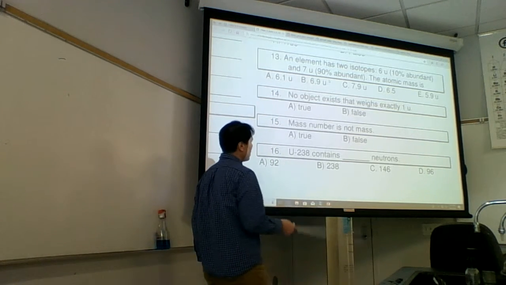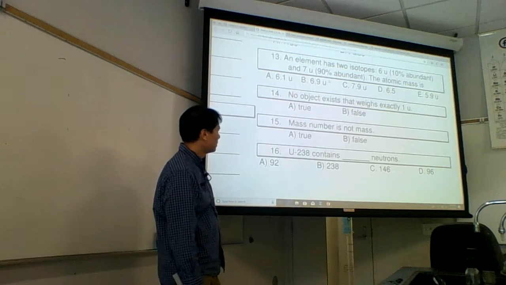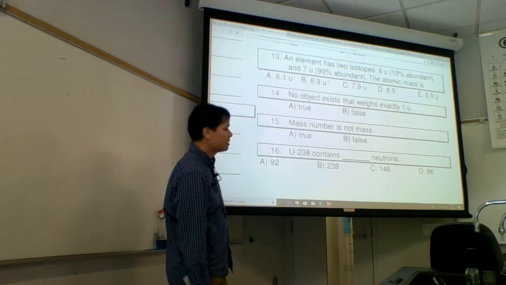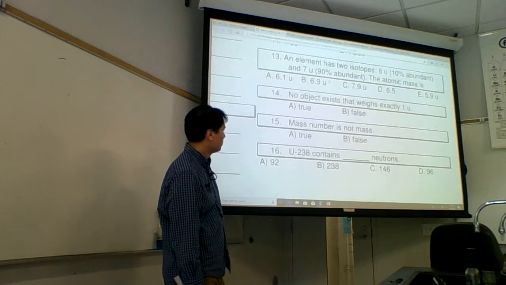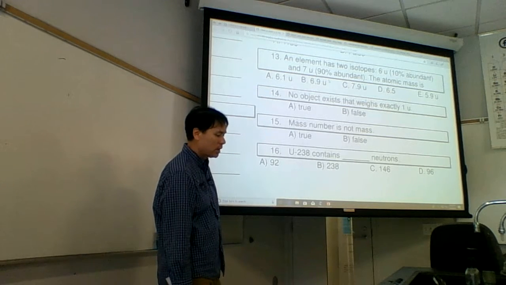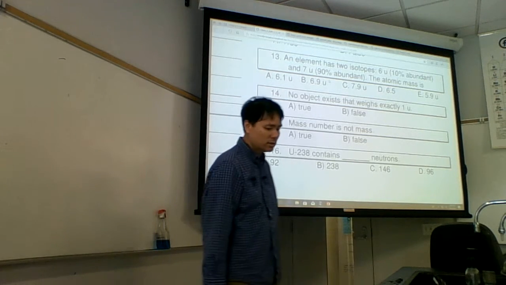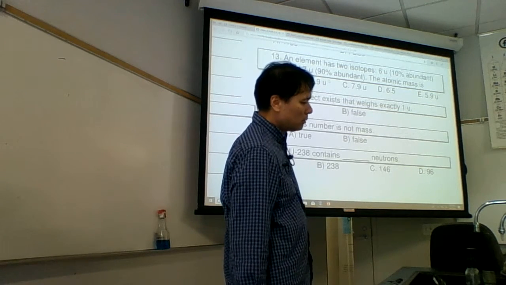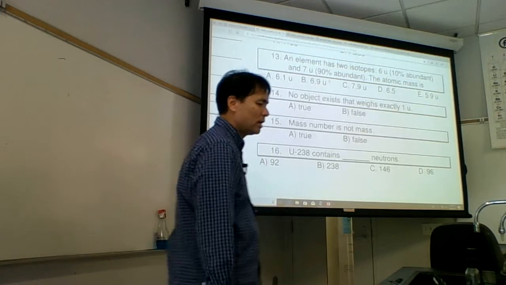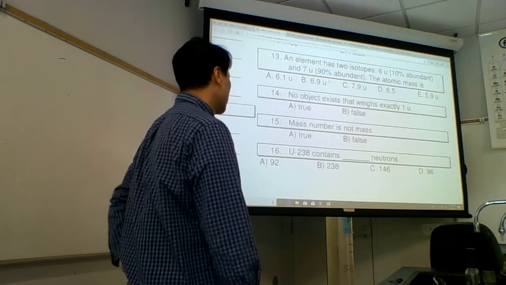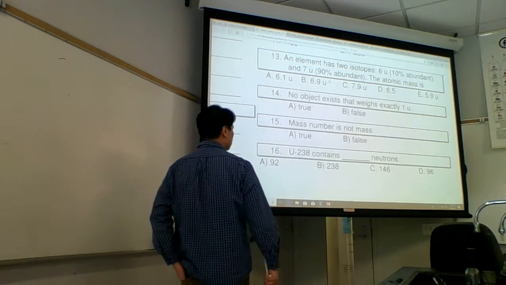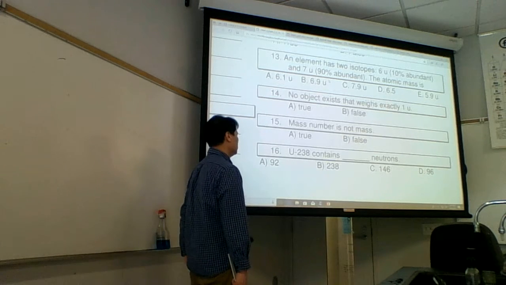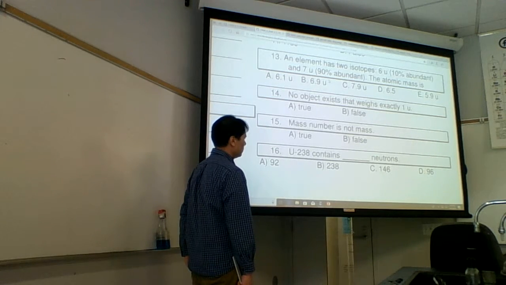15. Mass number is not mass. That's true. Mass number is what? Yeah, the number of protons plus the number of neutrons. It's a number, it's not a mass. It's going to be close to the mass. It's close to the mass because neutrons weigh 1 U, about. Protons weigh about 1 U, and electrons are negligible. So the mass of the atom is close to the mass of the proton plus the mass of the neutron, which is close to the number.